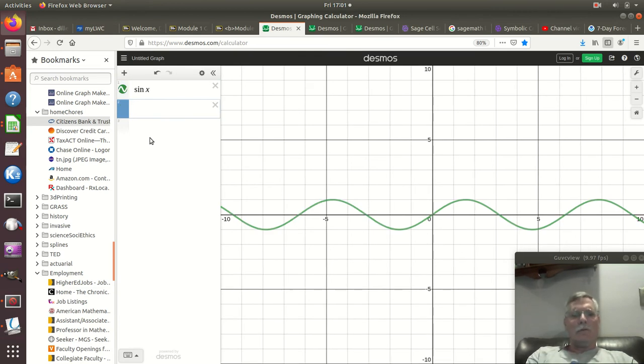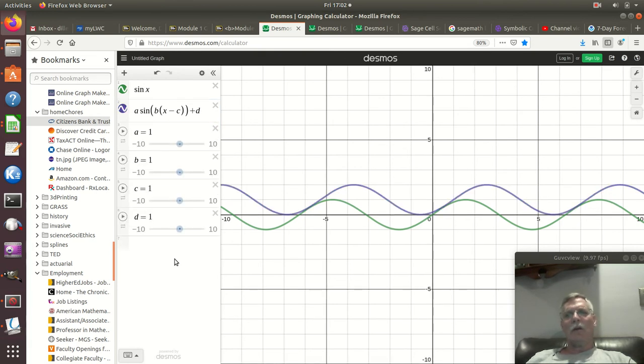But then what we want to do is take a times sine of, now this can vary, but I do it this way, so I'm going to say b times the quantity of x minus c, like that, and then plus d. And it says add sliders, add all. I'm going to add them all on there.